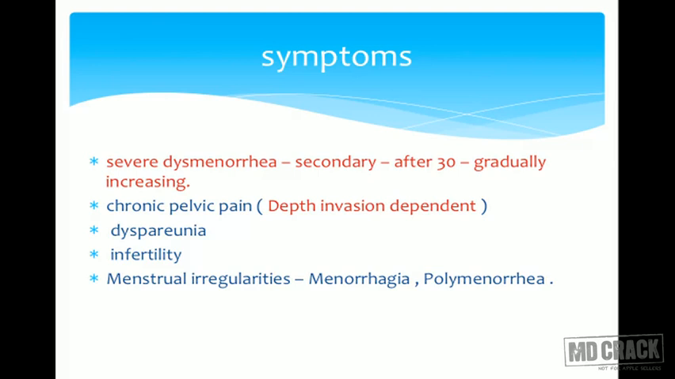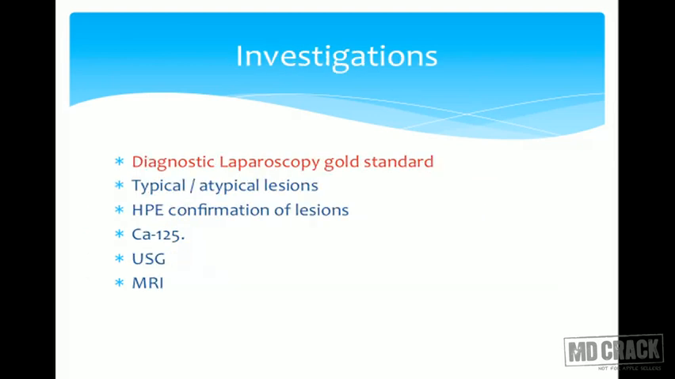Infertility and menstrual irregularities. It disturbs the whole peritoneal environment. It causes tubal block, it changes tubal environment, it leads to peritoneal factors, it causes adhesions in the peritoneal cavity. So because of all these lesions, infertility is very commonly seen in association with endometriosis. It can also lead to menstrual irregularities in the form of menorrhagia or polymenorrhea.